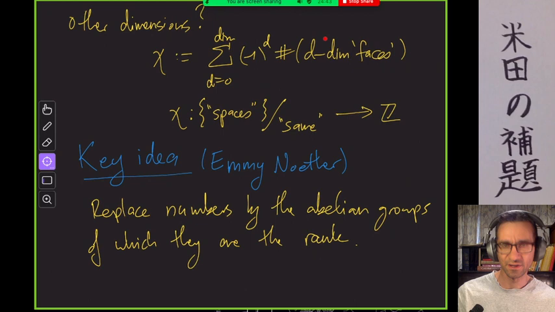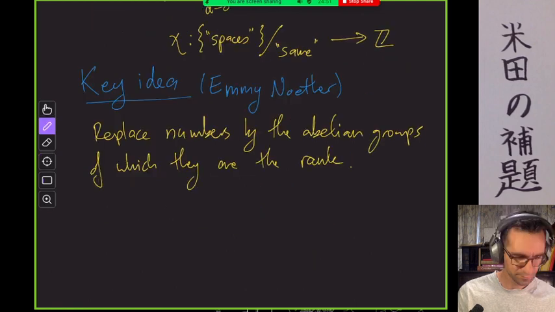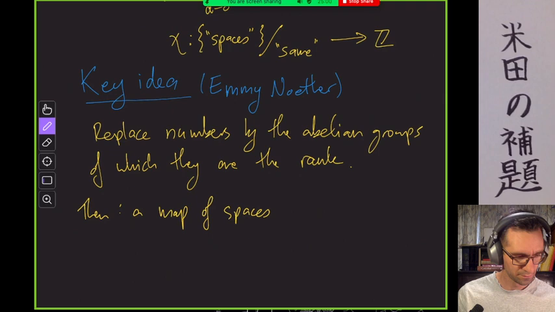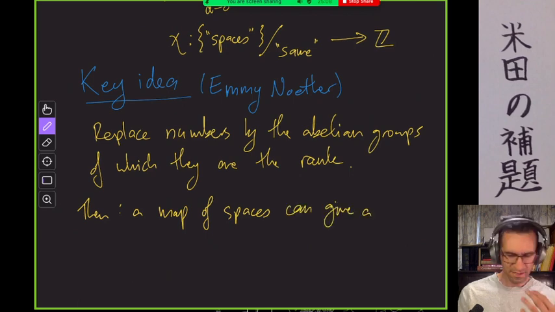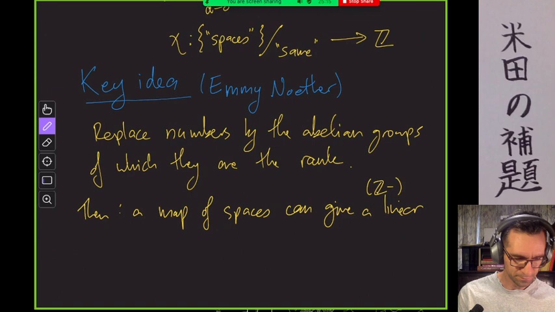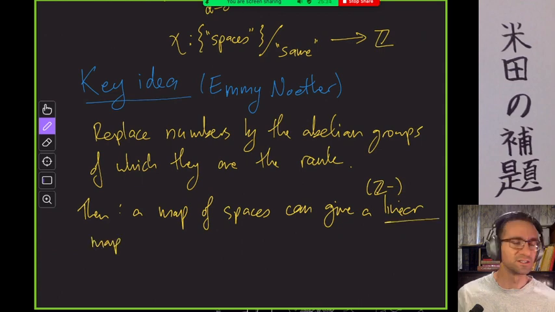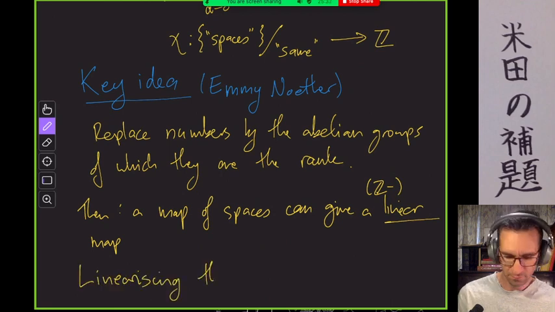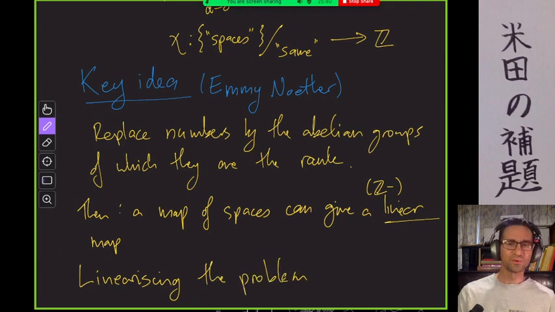So then, given this key idea, a map of spaces gives a homomorphism of abelian groups, because there's no way to relate Euler characteristics of different spaces, they're just numbers, and this is really linearization. What we do is take some nonlinear space, cook up an abelian group, and then a map of spaces, which can be any kind of random, non-linear, combinatorial, whatever, gives a linear map.